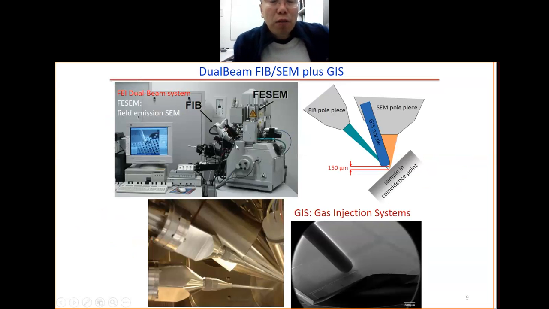Here is a photo inside the FIB chamber. We have two beams. This is called a dual beam. FEI is the company that sells the focused ion beam, but right now FEI was sold to another company called Thermo Fisher. FEI no longer exists. It is called Thermo Fisher. So they call it a dual beam.